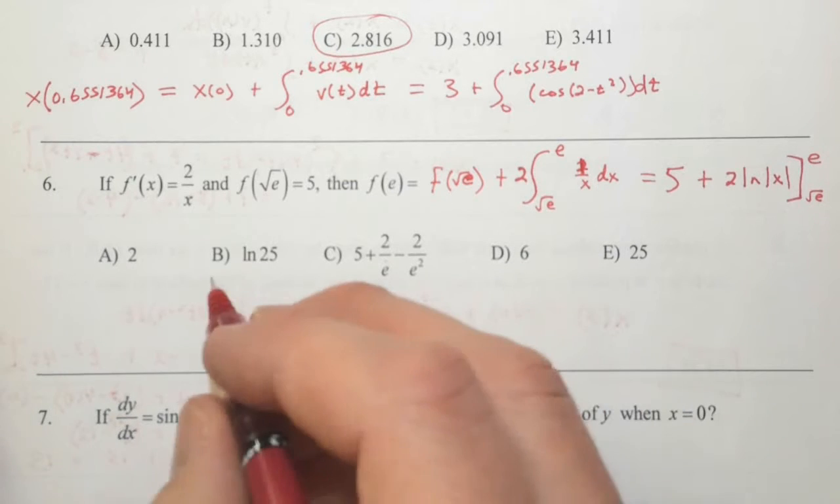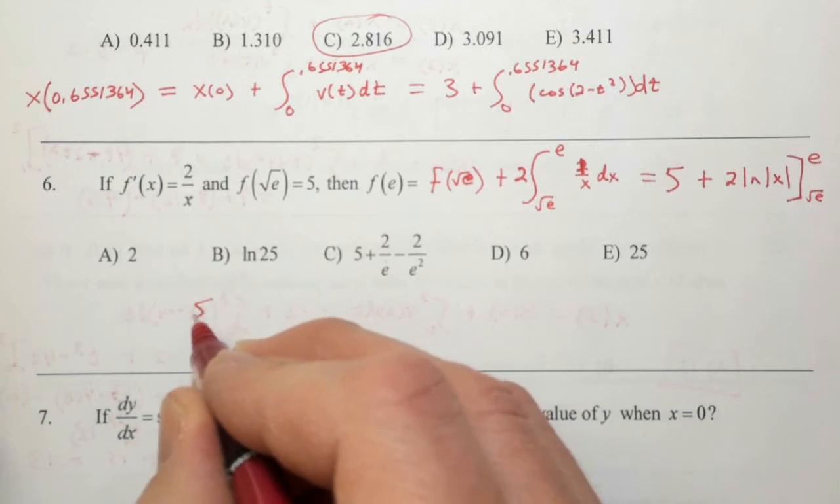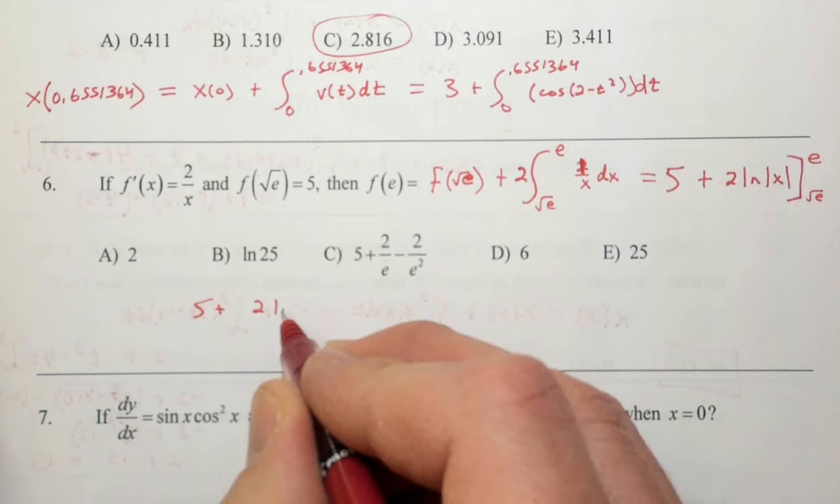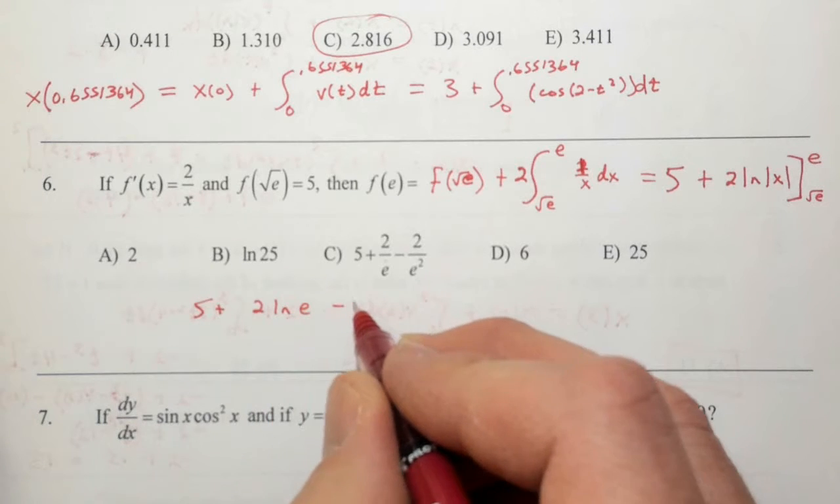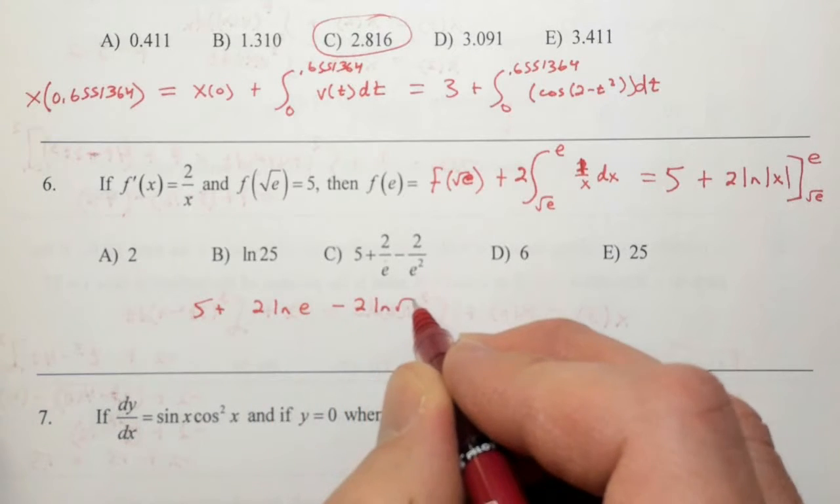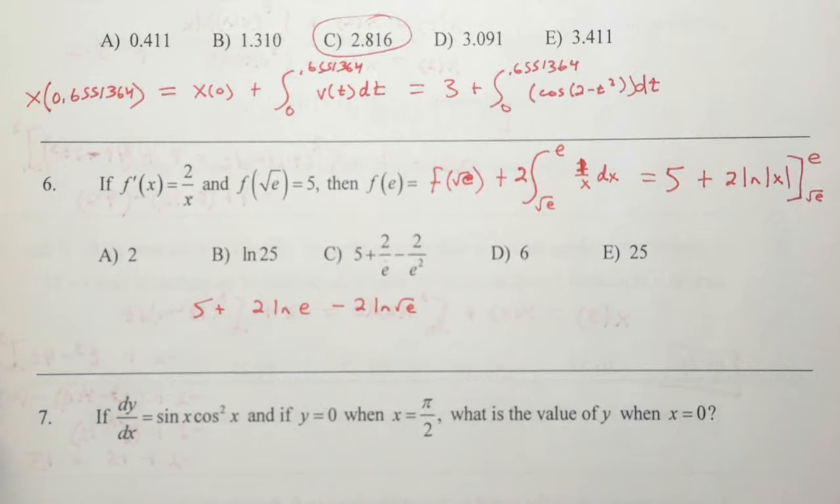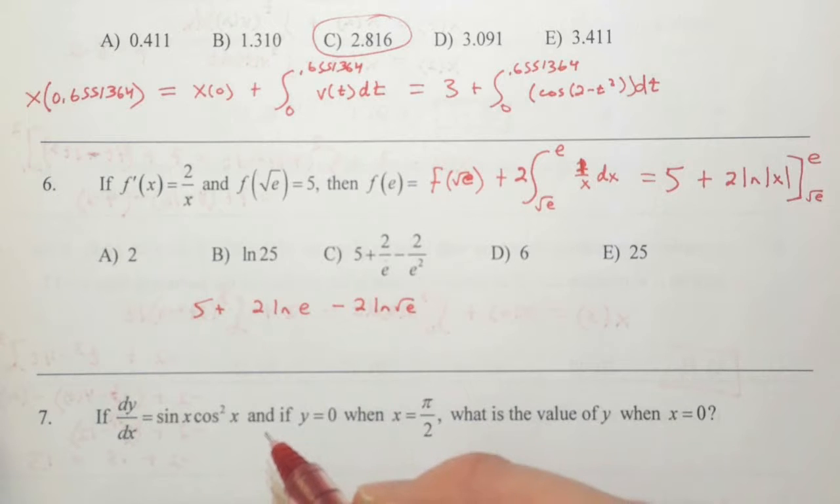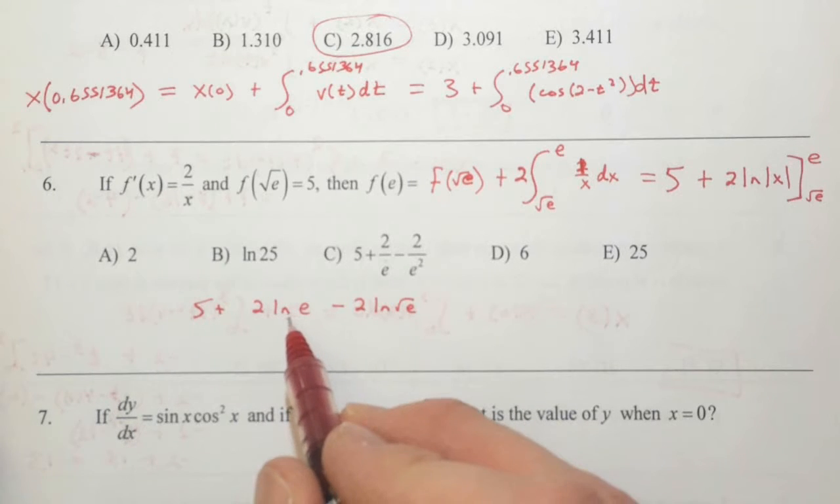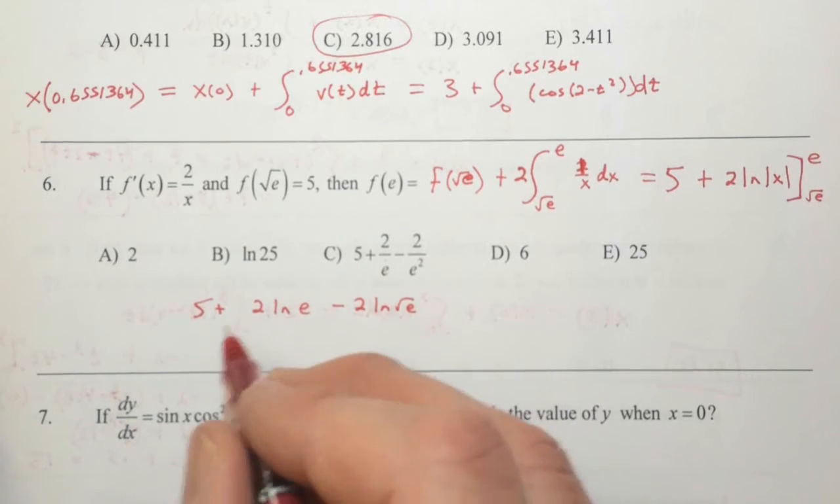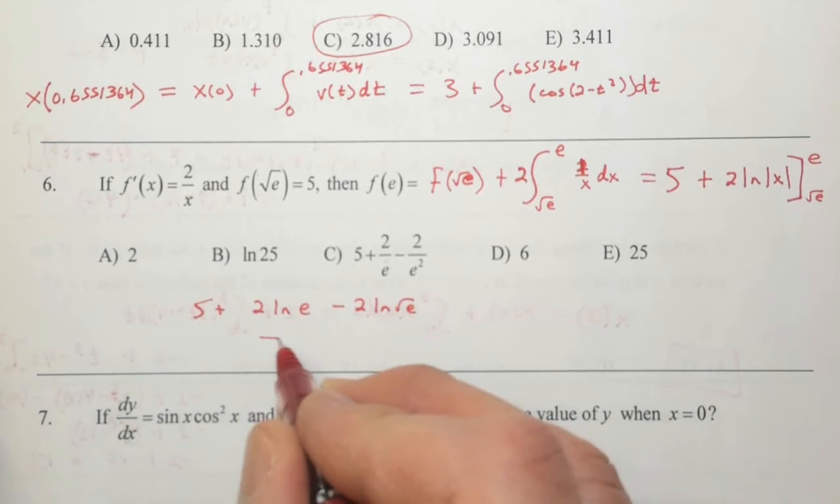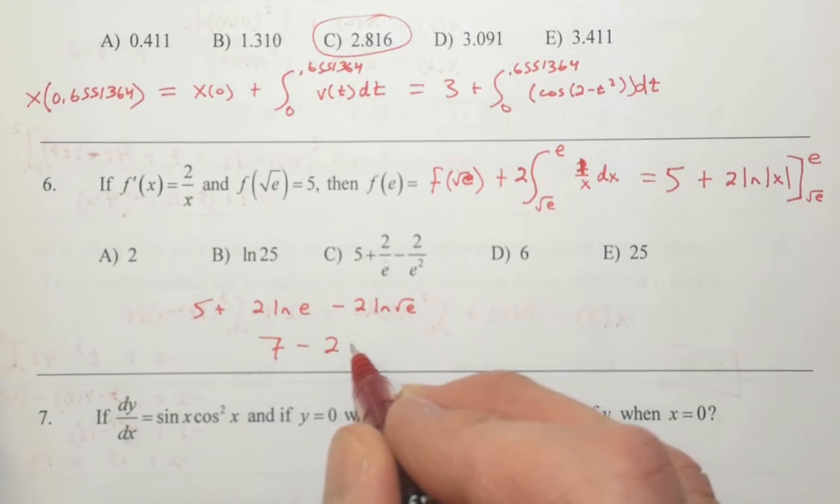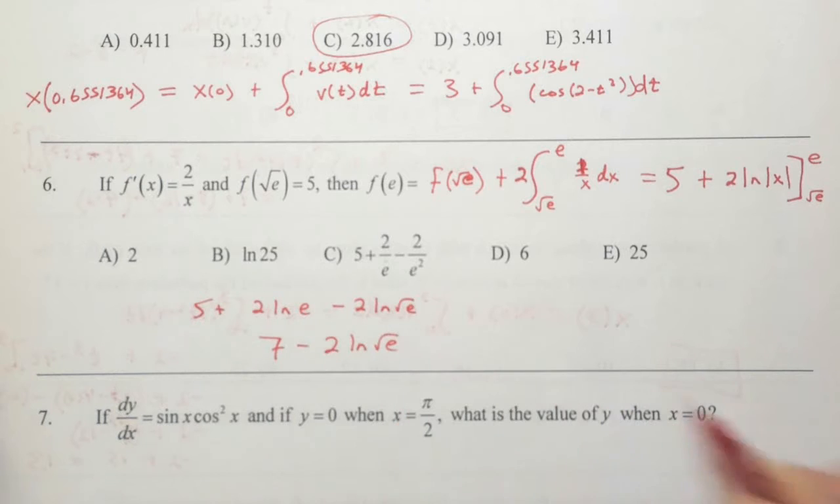All right, so just going to move down here, we have 5 plus 2 times the natural log of e minus 2 times the natural log of the square root of e. All right, and we need to calculate what is going on here. Okay, well, the natural log of e is 1. So this is 2 times 1, so this is 5 plus 2. So we have 7 minus twice the natural log of the square root of e.